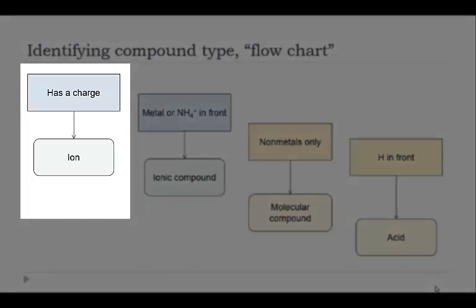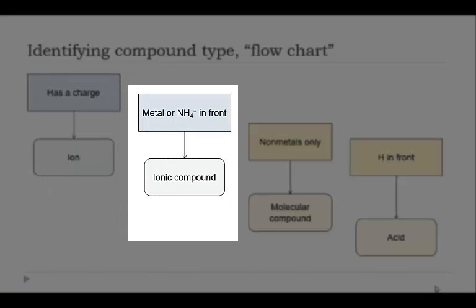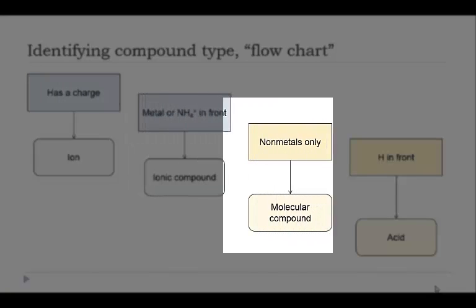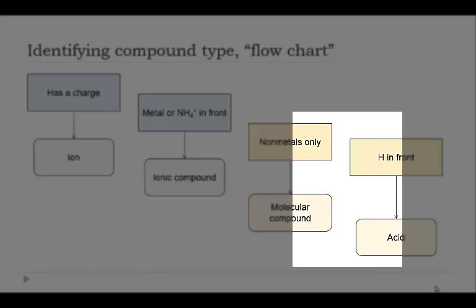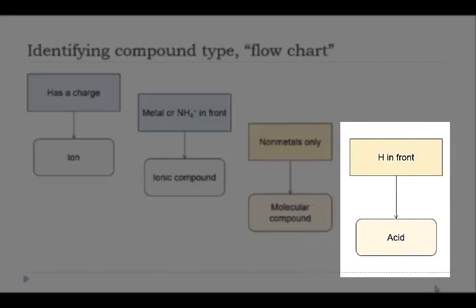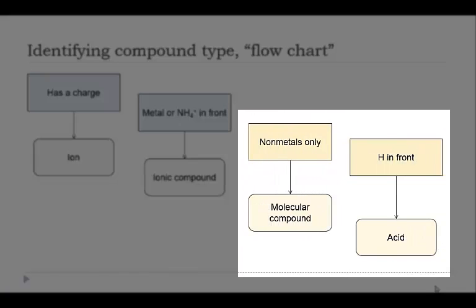First of all, does it have a charge? If it has a charge, it's an ion. If you want to know how to name ions, go to the other lecture. Is there a metal or ammonium in front? If there is, then it's an ionic compound. If there's a nonmetal in front, then it's a molecular compound, and if there's a hydrogen in front, it's an acid. And that's what we're going to look at in this lecture. We're going to look at molecular compounds and acids.